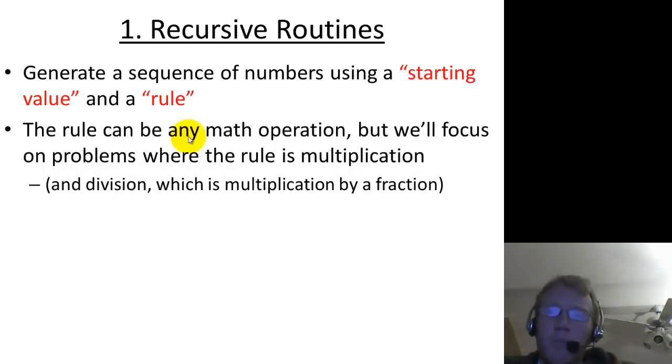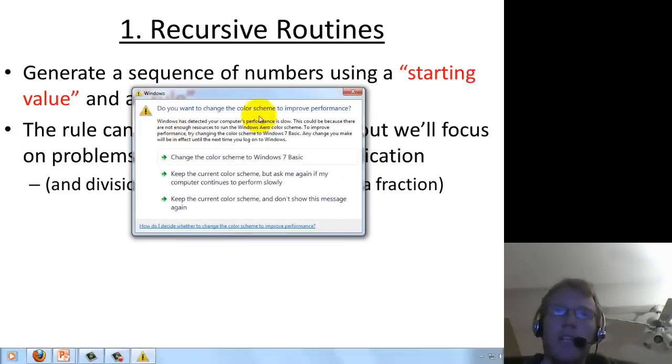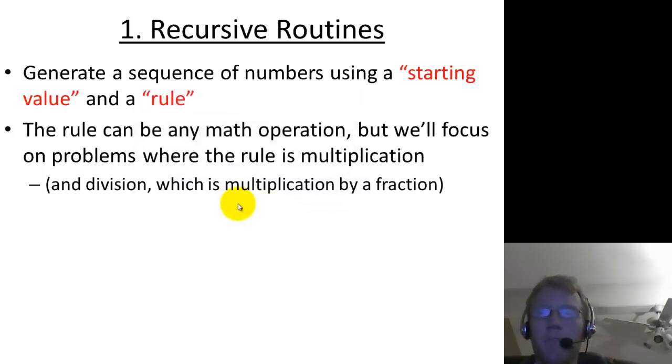But in particular, our book focuses on two possibilities. One is adding and subtracting, because subtracting is the same as adding a negative, so those get grouped together as one topic. The other is multiplying and dividing, dividing being the same as multiplying by a fraction. For this section, since we're looking at exponents, we're only going to look at problems where the rule is multiplication. It could be by a number larger than 1 or by a fraction, which is smaller than 1. So dividing by 3 is the same as multiplying by 1/3.